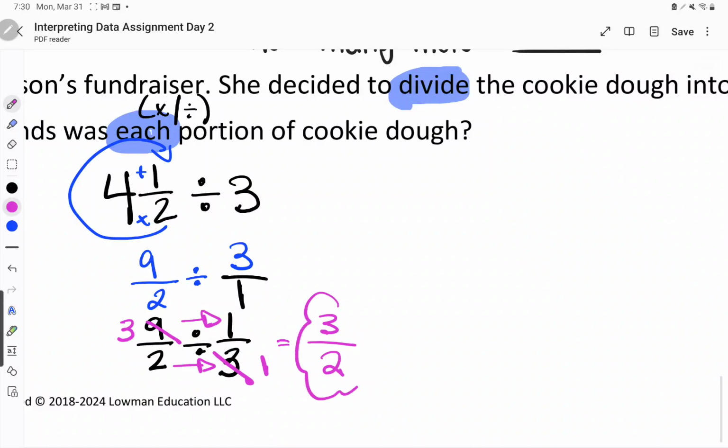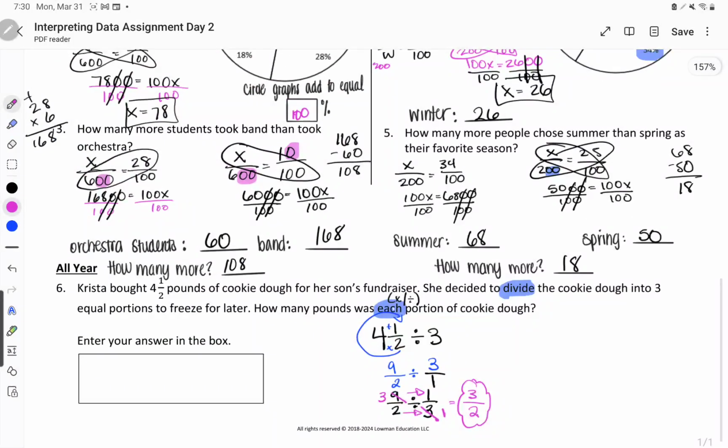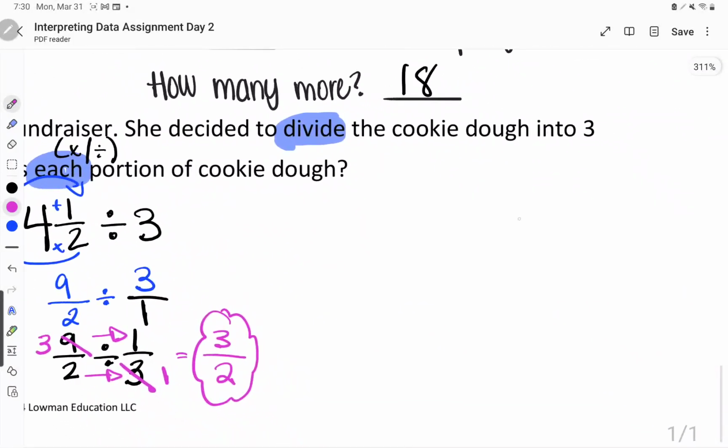We do have to turn this right here back into a mixed number. So I would do what? I would do 3 divided by 2. 2 goes into 3 one time. 1 times 2 is 2. Subtract from that gives me 1. Now this 1 right here is going to be my numerator. So I would have 1 as a whole number, 1 as a numerator, and 2 as a denominator.